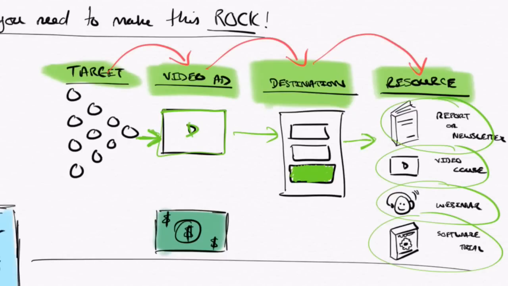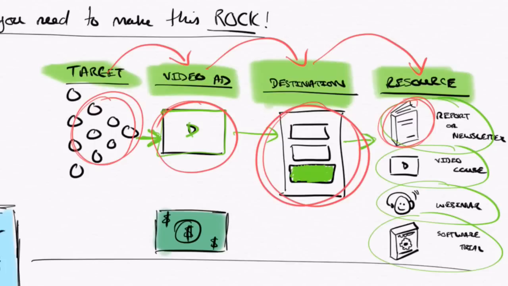So for example, if you're giving away a free report, you need to make sure that the people you're targeting at the beginning are interested in it. And you need to make sure that your video ad is well crafted to prepare people for when they get to your landing page that they're going to get access to this free report. And it's all really well aligned.